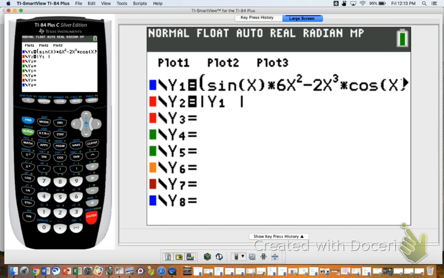Right now the way I have this set up, y1 is my velocity function. y2 is my speed function. And let's get our way back around to this. We want to solve this equation: speed equals 3. And so my y3 is going to be just 3.